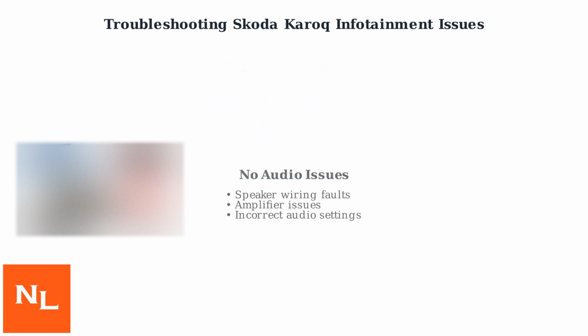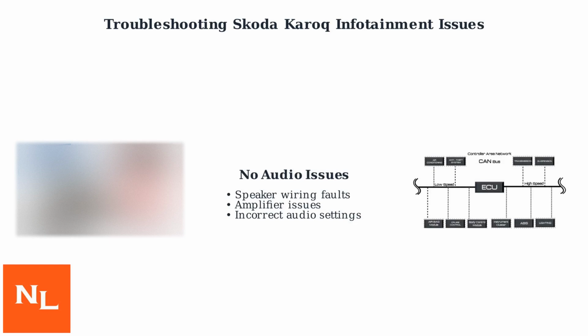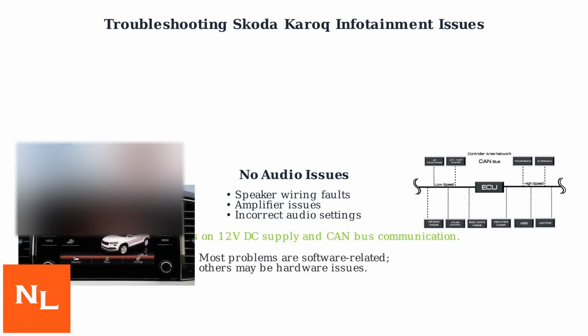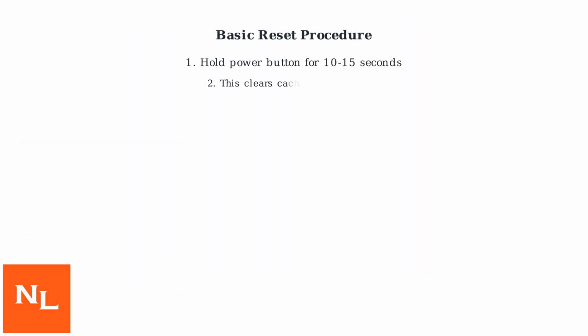No audio can stem from speaker wiring faults, amplifier issues, or incorrect audio settings. Understanding that the system relies on a 12-volt DC supply and CAN bus communication is key. Most problems are often software-related, while others can be hardware. If the screen is completely black or the audio is still not coming through, it will most likely require a dealership to replace parts.